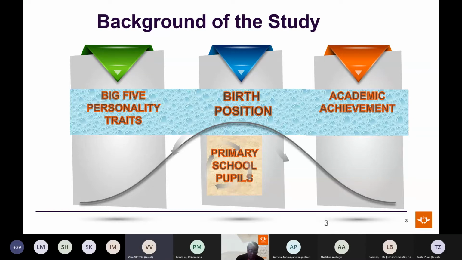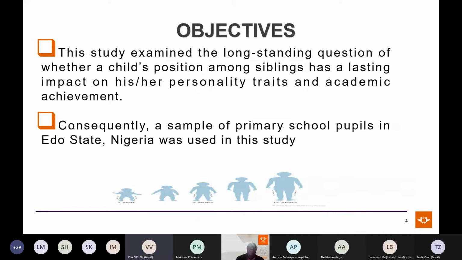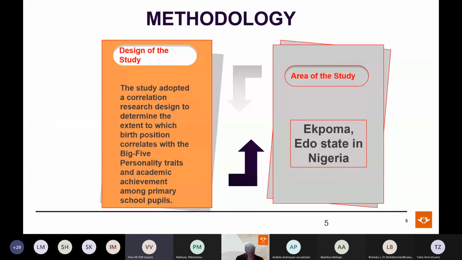Alfred Adler's theory of birth position says that the position of a child may be correlated with both positive and negative outcomes, which include academic achievements. Therefore, the present study investigated the relationship between these three variables under discourse, that is, personality trait, academic achievement, and birth position. The study adopted a correlational research design to ascertain the extent of the interplay of the constructs under discourse.